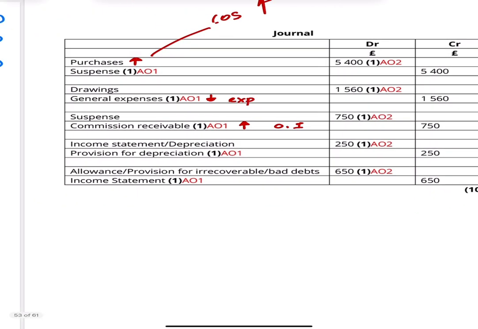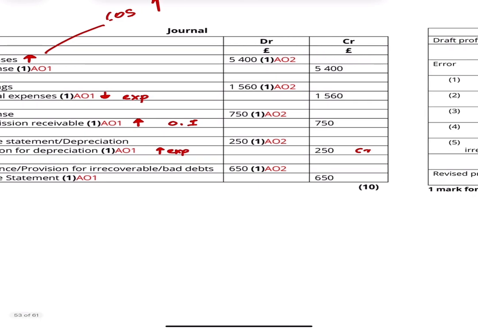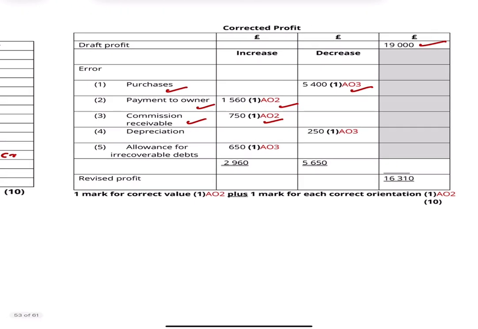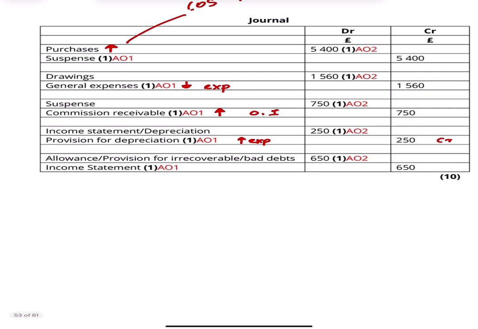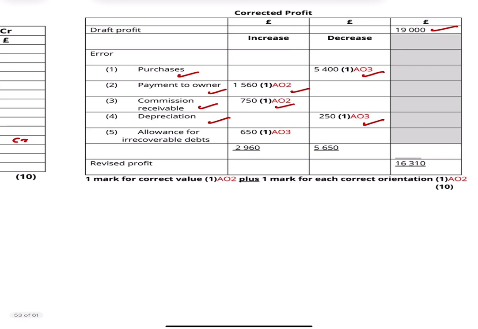Next, income statement debit, provision for depreciation credit. Provision for depreciation has a credit balance. If provision increases, that means the expenses will increase. If expenses increase, the impact would be, it will decrease the profit. Allowance for irrecoverable debt debit, income statement credit. That means there is a decrease in allowance for irrecoverable debt. This would increase other income. If other income increases, the impact on profit would be that it increases profit.